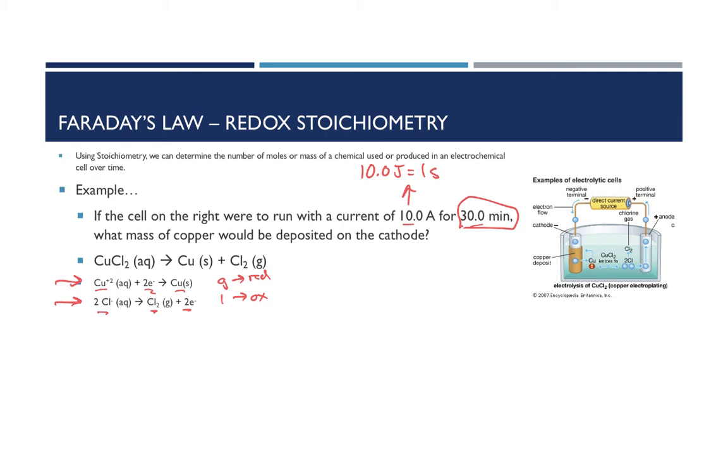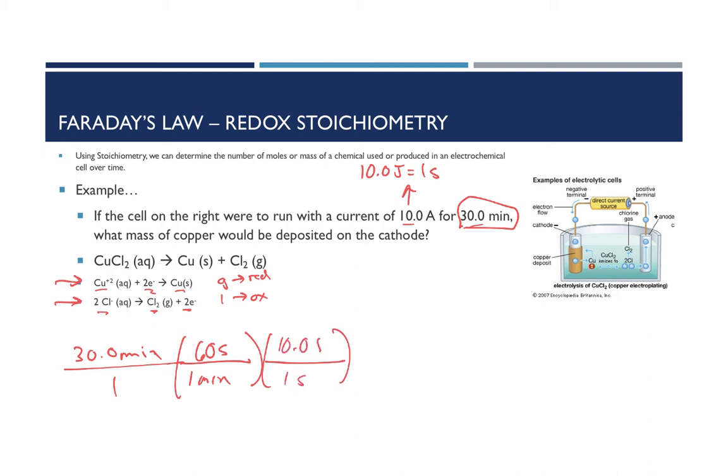Okay, so I'm going to go ahead and start with my 30 minutes, and I'm going to put that over 1, and then I'm going to use this over here. Well, I got to get rid of minutes first, so I'm going to go with 1 minute equals 60 seconds because I'm trying to get to something that has seconds in it. And then I'm going to go 1 second equals 10 joules, okay? And sorry, not joules per second, that should be coulombs per second. Should be 10 coulombs per second. Okay, so minutes cancel, seconds cancel. I'm left with coulombs of charge.